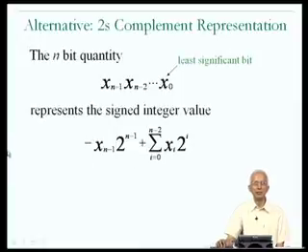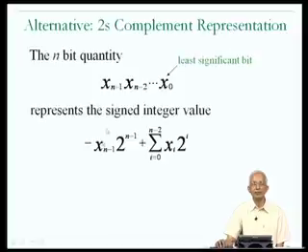So the only difference between the sign magnitude representation and the 2's complement representation comes in the first term. In the case of the sign magnitude representation, the first term was minus 1 to the power x sub n minus 1. And that was going to be minus 1 if x n minus 1 was 1 and plus 1 if x n minus 1 was 0. In the 2's complement representation, on the other hand, we have a magnitude associated with the sign bit. And the magnitude is going to be quite high.